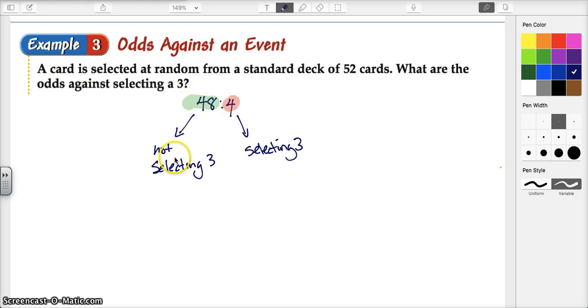So 48 ways to not select 3 and 4 ways to select 3. I can write that as 48 over 4, which can be reduced to 12 over 1. So there's a 12 to 1 odds of not selecting 3.